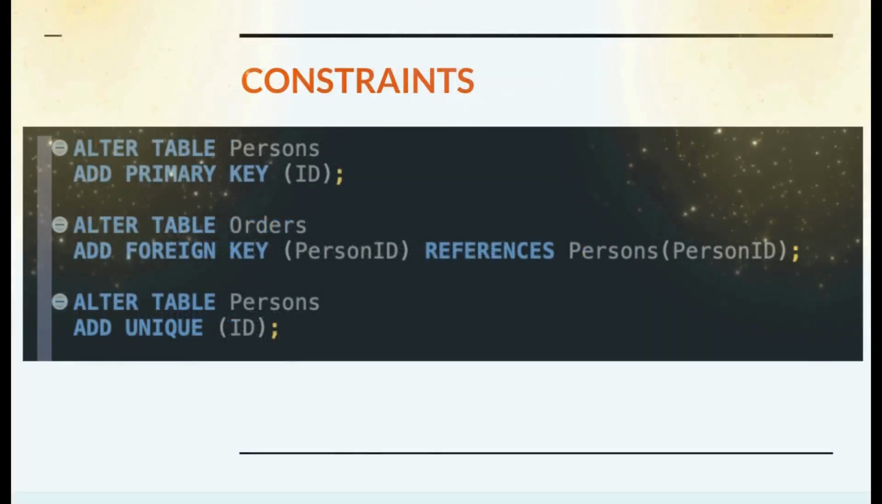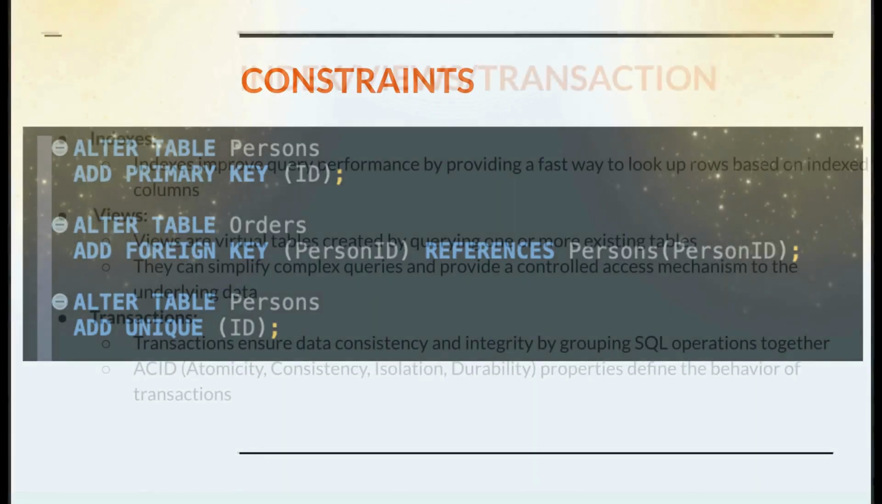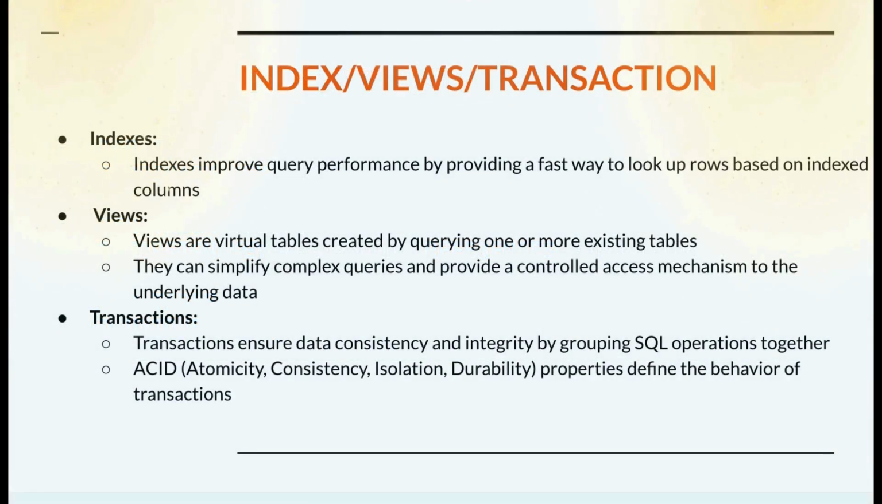Number 14, constraints. Constraints ensure data integrity by imposing rules on the data stored in tables. Common constraints include primary key, foreign key, unique, not null, and check. Number 15, indexes. Indexes improve query performance by providing a fast way to look up rows based on indexed columns.